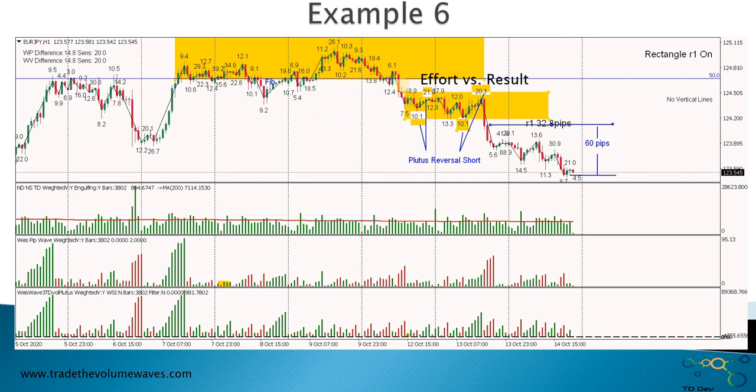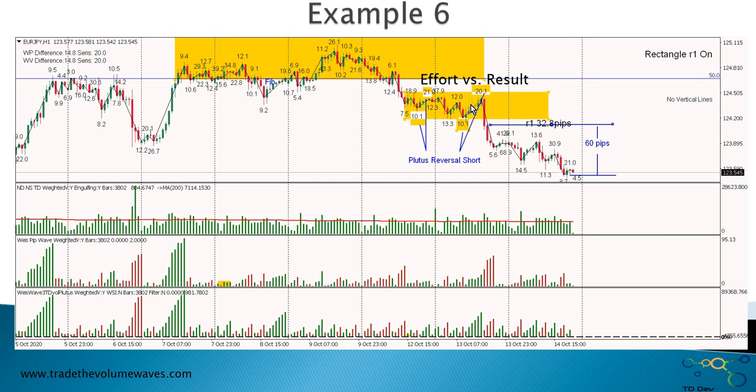Example 6. Okay, what has happened here? We have hit a fib area at the top. Where's my mouse? Right here, okay. And then we have a Plutus reversal short pattern and another one very close to 2 ratio, 1.99.